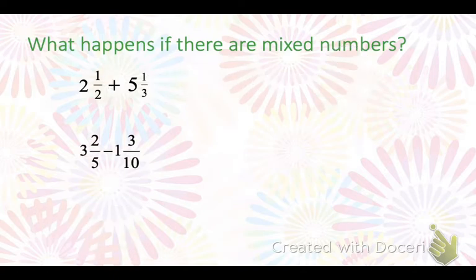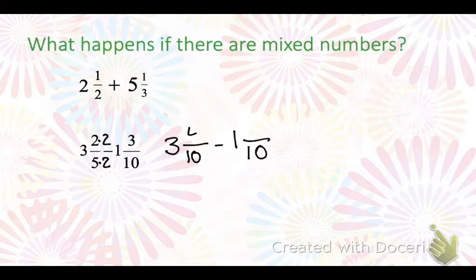Okay, when I'm subtracting, same thing. I'm going to keep the whole number. My common denominator between 5 and 10 is 10. Okay. 5 times 2 is 10. 2 times 2 is 4. 10 times 1 is 10. 3 times 1 is 3. So that fraction doesn't change.